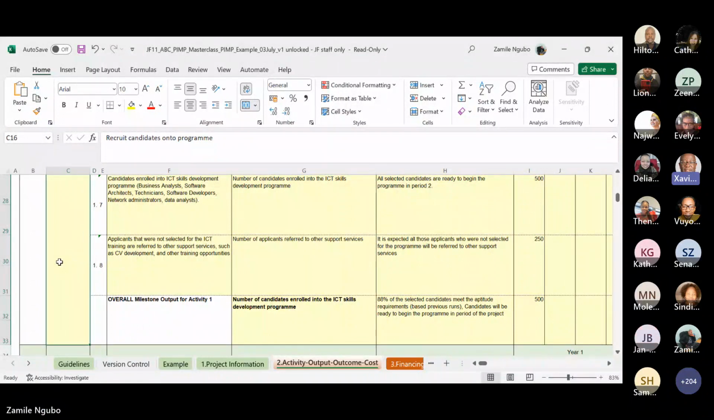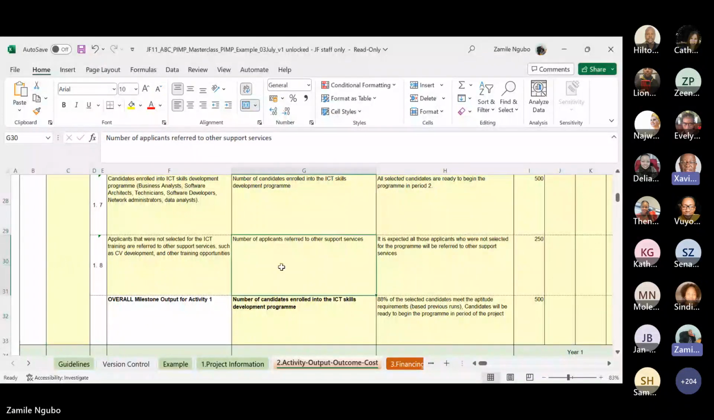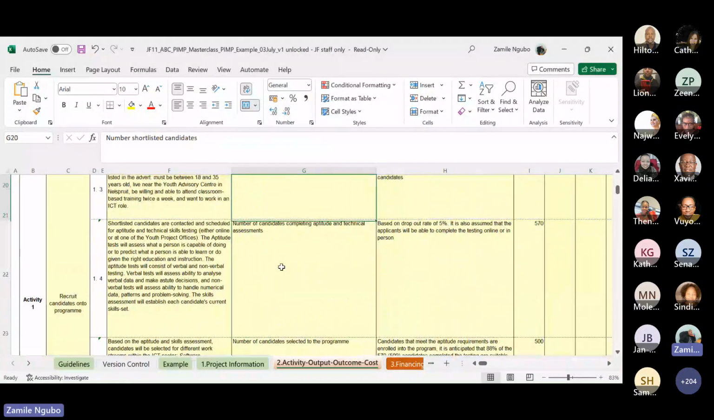Zamile, there are questions that have not been responded to yet. One of them, from Julius, is asking: do you have a minimum number of sub-activities per main activity? No, we don't have a minimum.